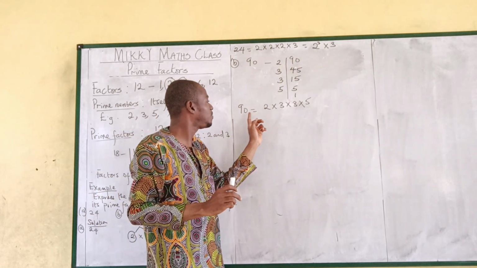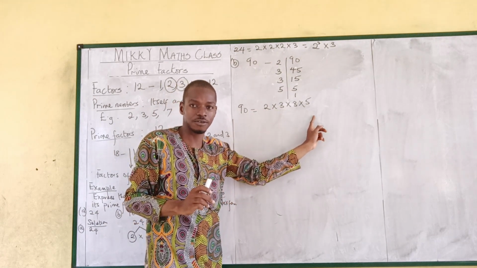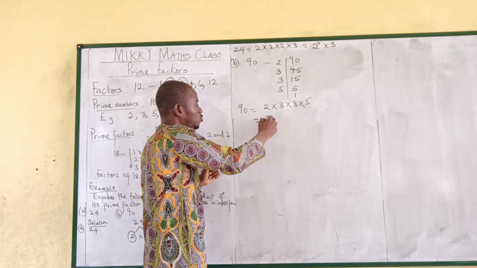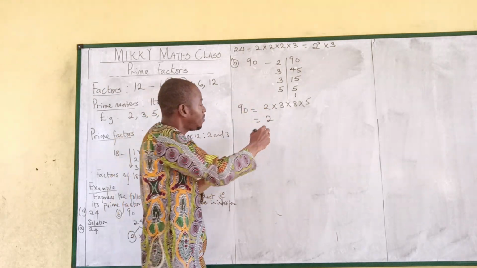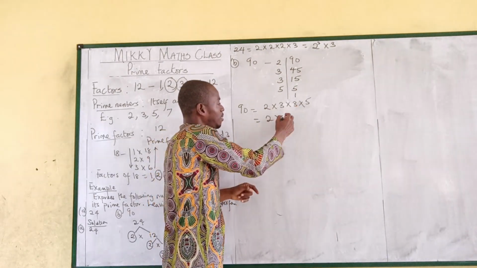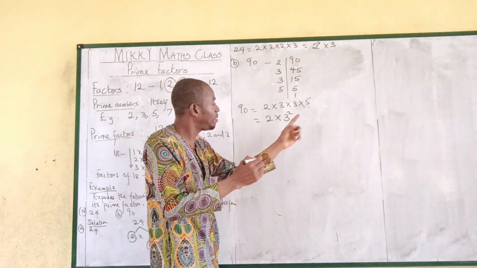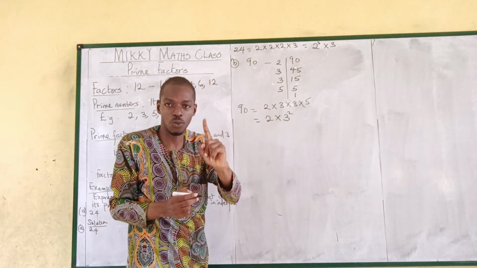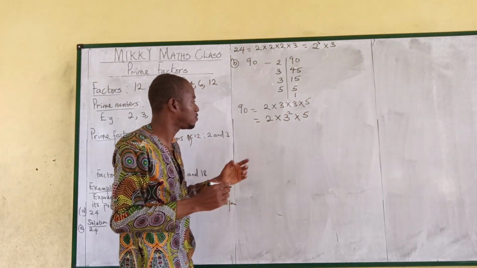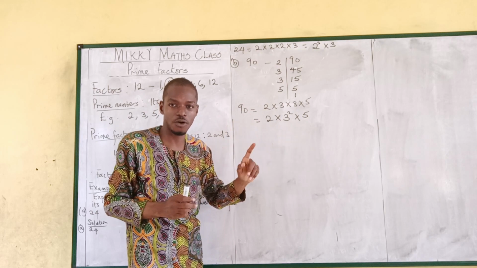Now this one, 90 is 2 times 3 times 3 times 5. I have only one 2, so this is 2. How many 3s do I have here? 1, 2. That means 3 raised to power 2. How many 5s do I have here? Just one 5, so times 5. So I've ended up leaving it in index form.